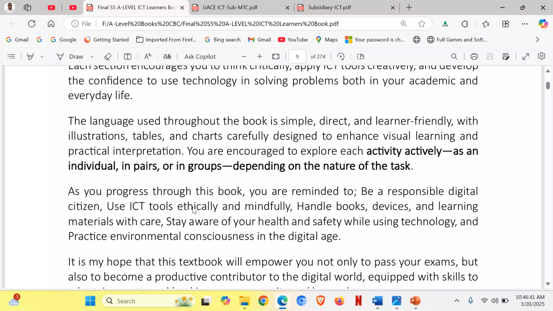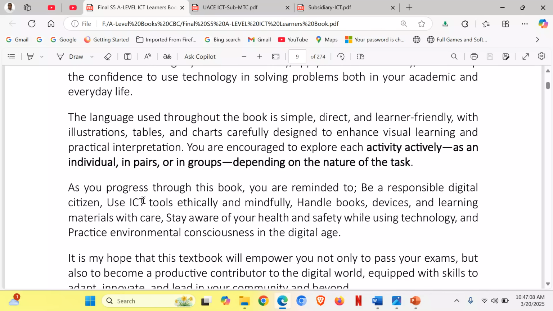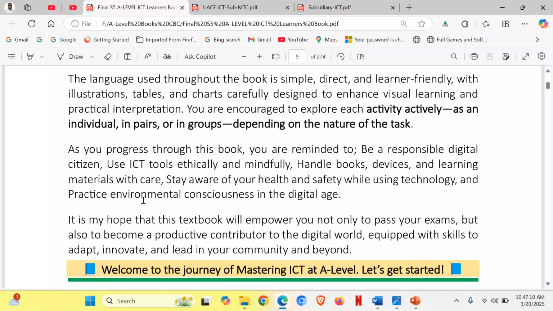The language used throughout the book is simple, direct, and learner-friendly, with illustrations, tables, and charts carefully designed to enhance visual learning and practical interpretation. You are encouraged to explore each activity actively as an individual, in pairs, or groups, depending on the nature of the task. As you progress through this book, you are reminded to be responsible.